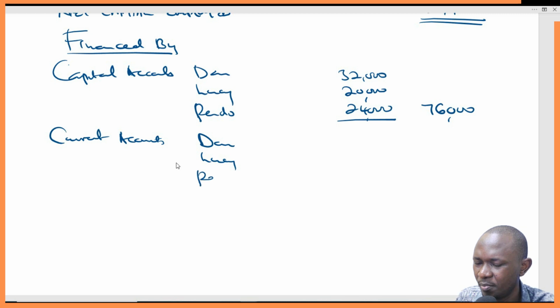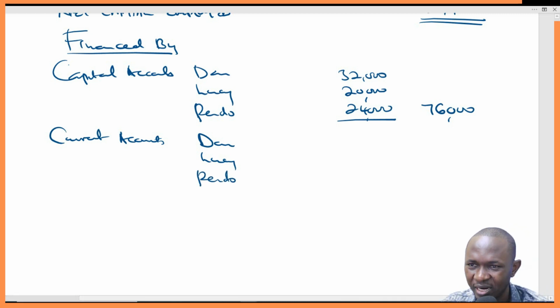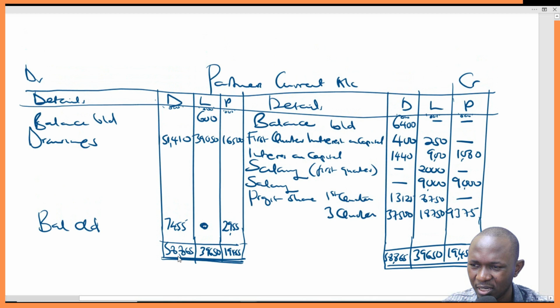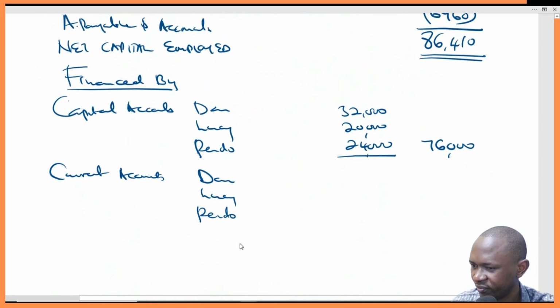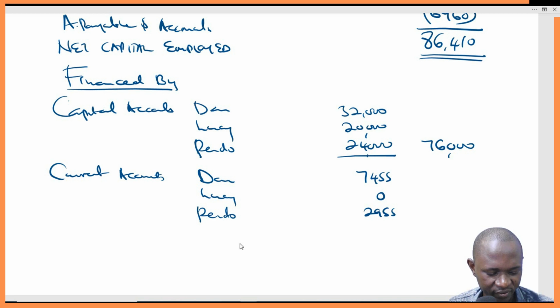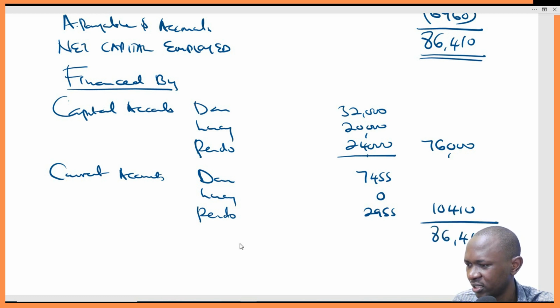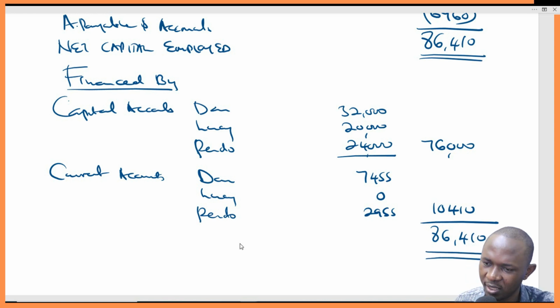Then you come here and we say current accounts, and under current accounts you also have Dan, Lucy, and Pendo. Now remember, we've done current accounts, so simply go back to the current accounts here and pick these balances. So for Dan, 7455, Lucy 0, and then 2955. So add 7455 plus 2955. This gives you 10,410. When you add the two, you'll get 86,410. And hopefully it's the same.